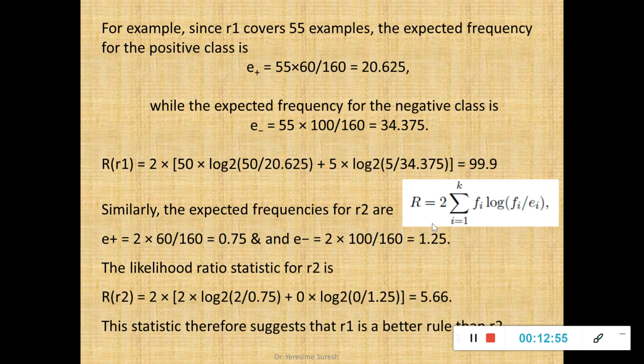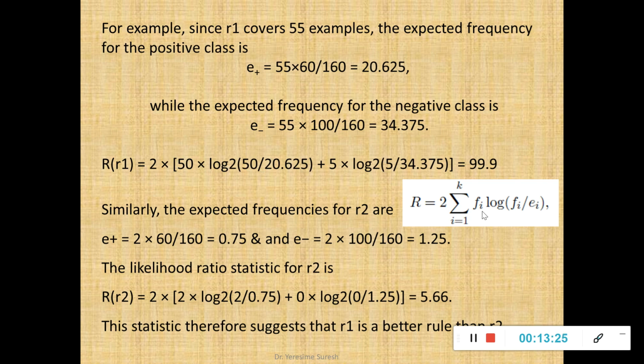Start feeding it. The R square statistic, or the likelihood ratio statistic, is twice the sum over the classes of the observed frequency times the log of the ratio between your observed frequency and your expected frequency. Fine. So 2 into, what is the value of k? 2, because there are positive instances as well as negative instances. So 2 into k value is 2. I am considering positive as well as negative.